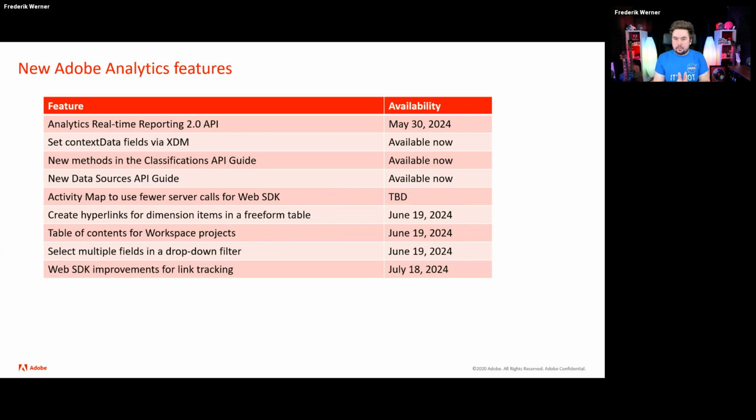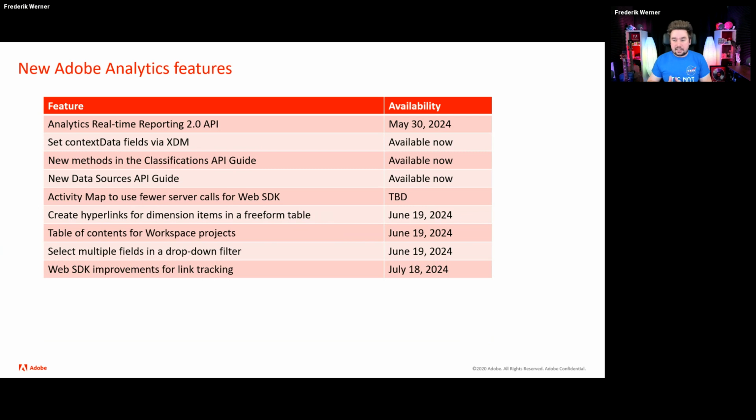Then, after that, we had more updates. So we have now the Analytics Real-Time Reporting API in the 2.0 version, so the newer version of the API, which is quite cool. In XDM and Web SDK, we have now a method to set context data. So similar to how we did that in the app measurement world, we can now also do it in XDM with the Web SDK through the data object, which is quite cool.